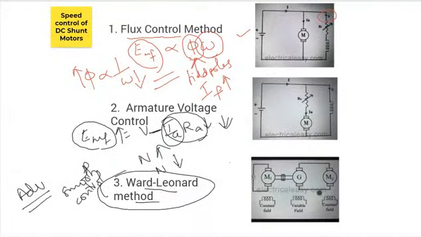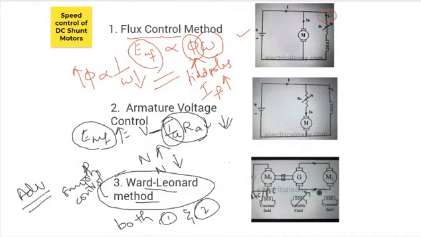So let's see what's happening in your Ward-Leonard method. In this method, you are connecting your DC shunt machine to a generator. This generator is a separately excited generator where you can vary your field. You can vary your field here, and this is a motor which can be AC or DC. This motor is giving the mechanical input to your generator. So you can also vary your terminal voltage here, so you can achieve both 1 and 2. You can vary your field here, and you can vary your terminal voltage here.